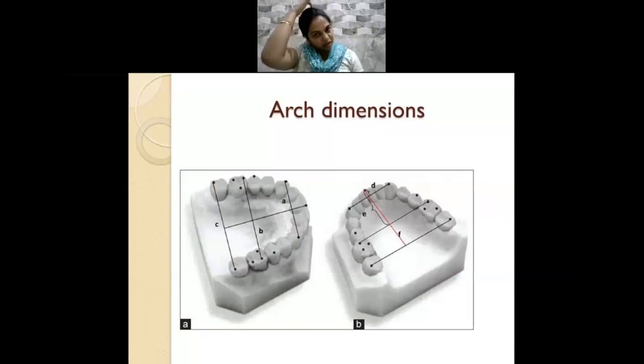Now, coming to the different terminologies in arch dimensions, you have to know about arch circumference, arch length, and arch width. Arch circumference is the line drawn from cusp to cusp of all the molars, premolars, and the canine, followed by along the cingulum of the upper anterior teeth. What about the arch width? It can be bimolar width or bicanine width. And what about the arch length? It is a line drawn from the center of the incisor straight to the line drawn perpendicular to the distal surface of the molars. These are the three terminologies you're supposed to know.